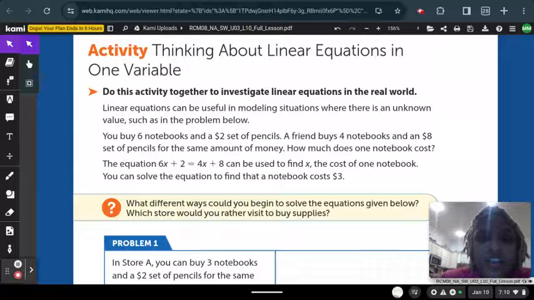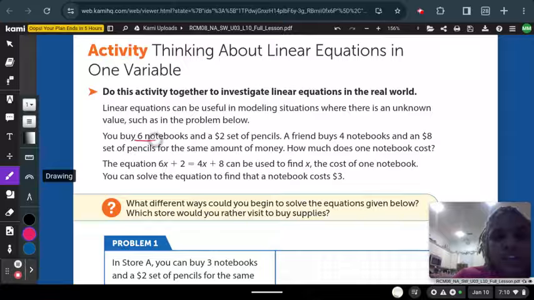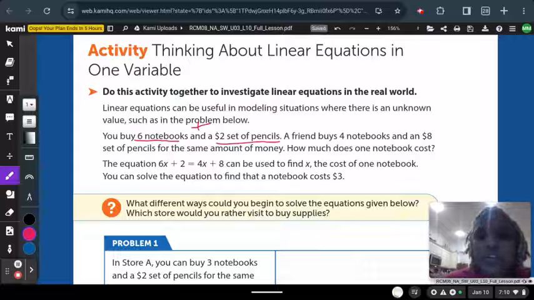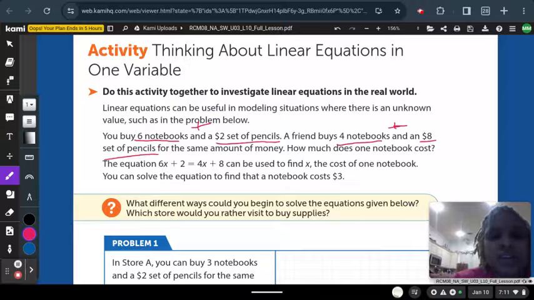It says you buy 6 notebooks. So you have 6 notebooks and a set of 2 pencils. And "and" means plus. Okay. So we bought 6 notebooks and a $2 set of pencils. Then it said a friend buys 4 notebooks and, so plus, an $8 set of pencils.